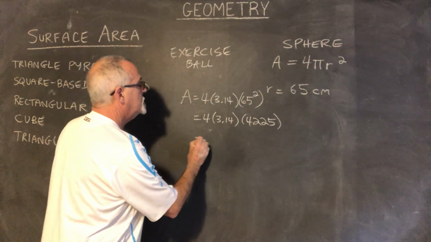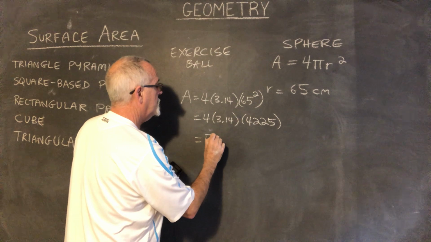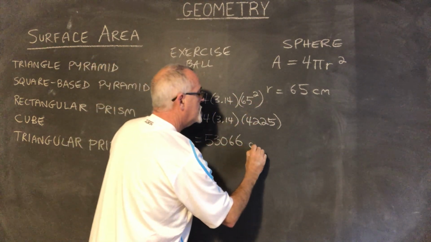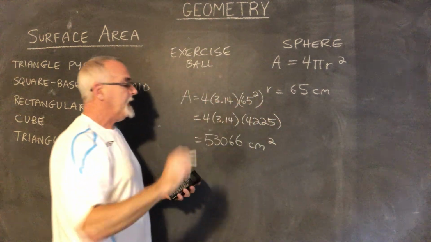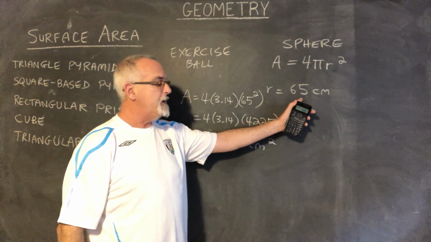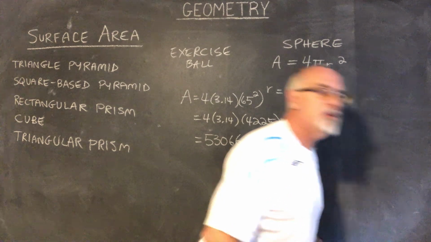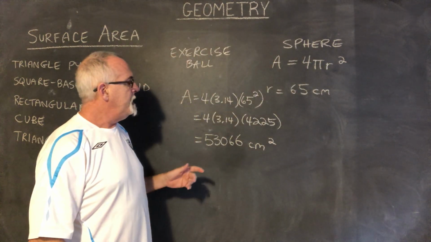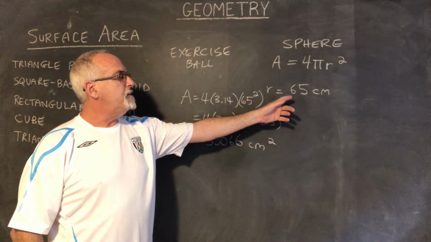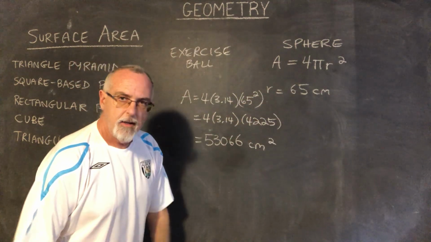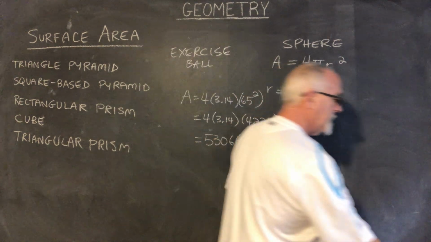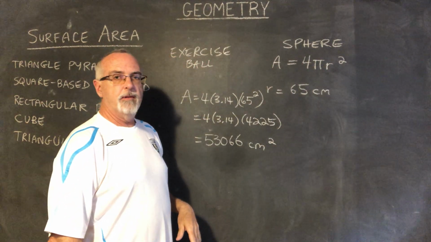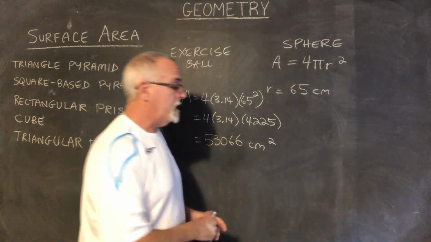53,066. This is centimeters squared. And of course, if we find that measure in inches, it's going to be about 26 inches, but that's not a perfect conversion. But if we were to have the radius, oh, I made a mistake. I gave the diameter, but I used it as if it was the radius. I have to do this over again.